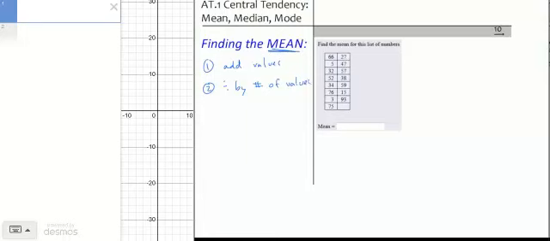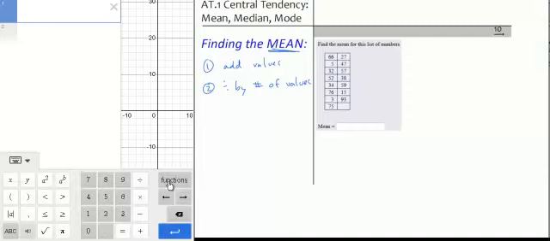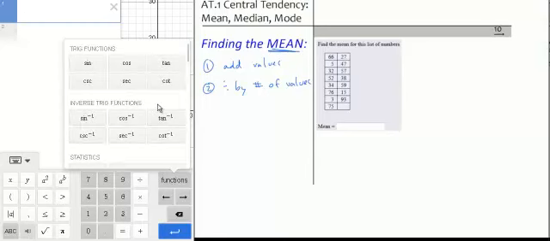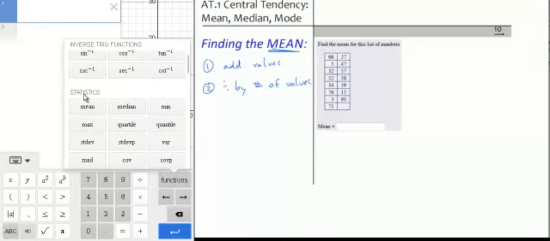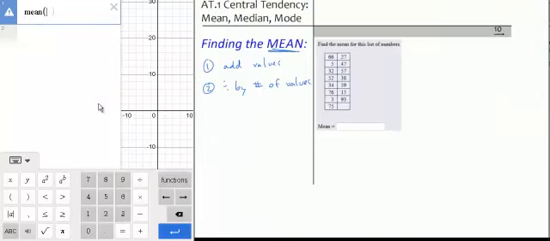But the nice thing is the Desmos has built-in statistical measurements. So if you click this keyboard icon and go to functions, and if you scroll down, there's a whole section on statistics. You'll see mean and median in here. So if you just type in mean, and then you just list the numbers. So 66, 5, 32. So notice I'm just typing in this entire list of numbers.